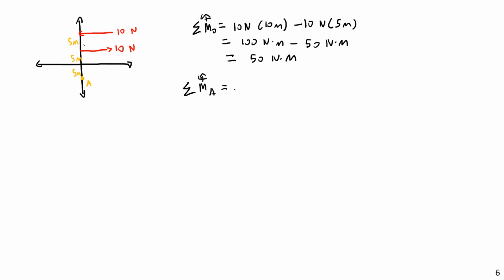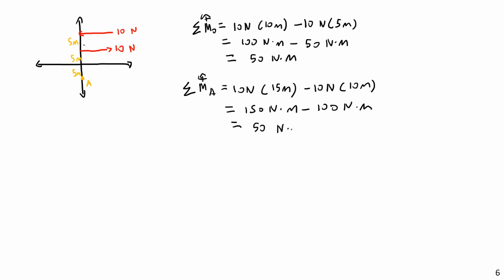Or if I took a sum of moments about point A, the same thing would occur. I could have the 10 Newton force, this time times a moment arm length of 15 meters, and then the negative moment produced by the bottom force, minus 10 newtons times a moment arm length, this time of 10 meters, and I will get 150 Newton meters minus 100 Newton meters this time, and I will get a total moment of 50 Newton meters. Now, also look for both of these. What happens if I do a sum of forces?